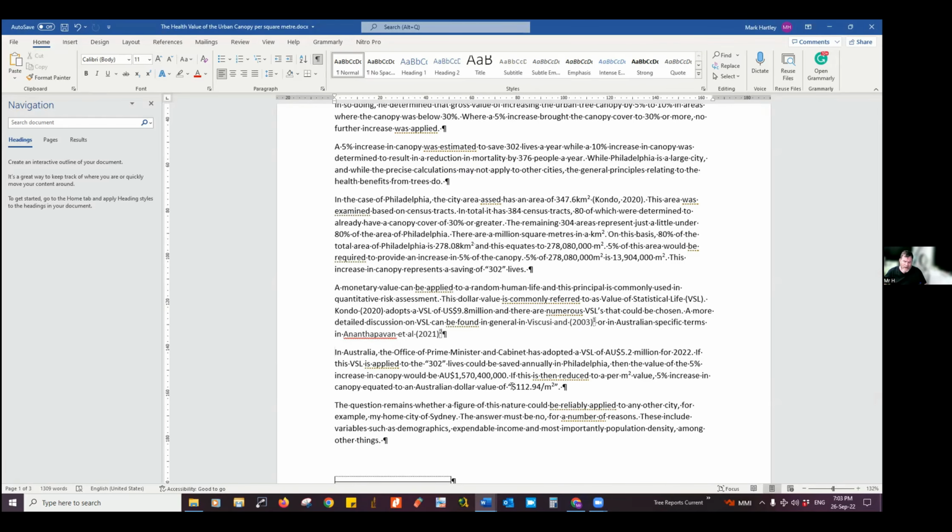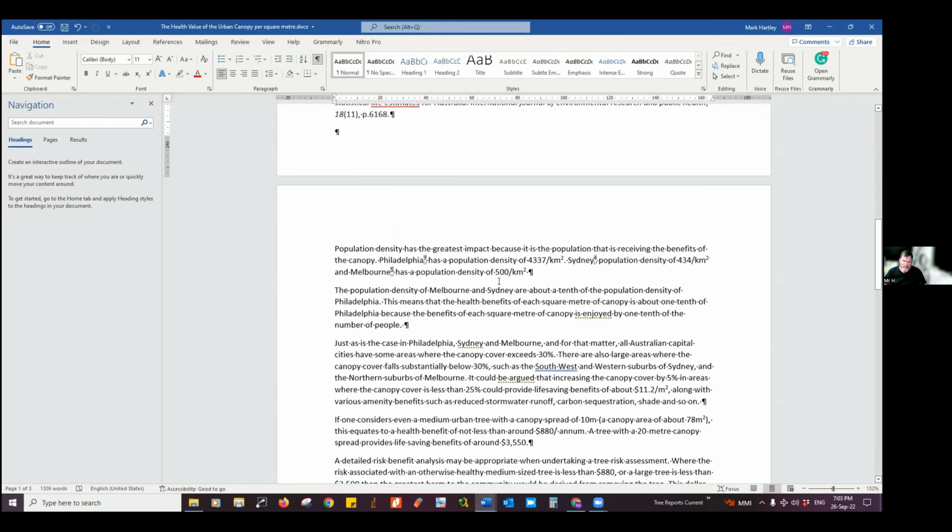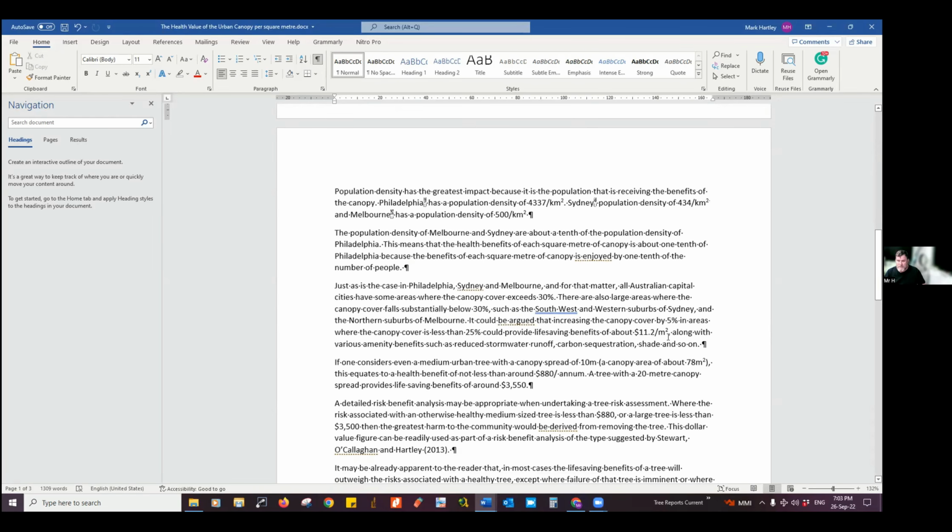Philadelphia has a higher population density, so we look at that. Philadelphia has a population density of about 4,337 people, versus Sydney and Melbourne, which are about a tenth of that exactly. So Philadelphia is a very dense city, and the more people get the benefits of that urban canopy. So we need to take our answer and divide it by 10. We come down to a figure in the end of about $11.20 per metre squared as the value of canopy.